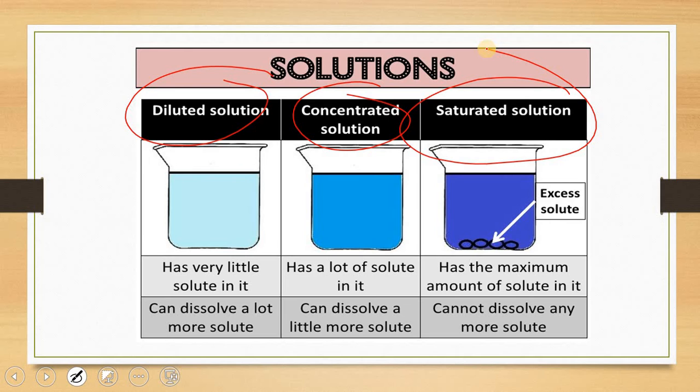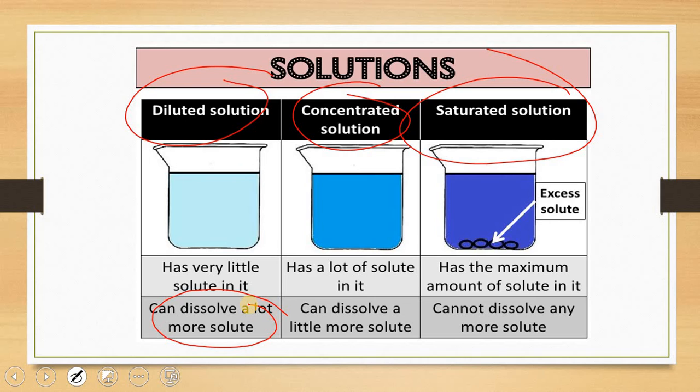So when you look at this solution, the first concentration is the dilute solution. So dilute solution has a very little solute in it, can dissolve a lot more solute. So this means dilute solution is like macam air tapi kemudian garam sikit je. Okay, so that's what it means by has a very little solute in it. So for example, you have a really small amount of salt or small amount of sugar in the water, in the solvent. So you can dissolve a lot more solute.